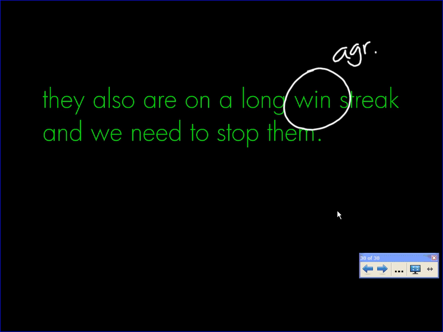Isn't this supposed to be winning? Yes, why? Okay. What's the relationship between this word and that word in the sentence? Grammar question. You have to understand words, their placement in sentences, and their relationships. What's the relationship between the word win and the word streak?